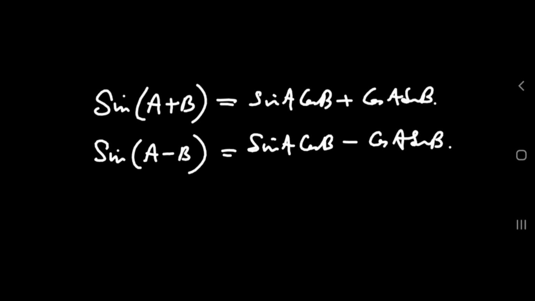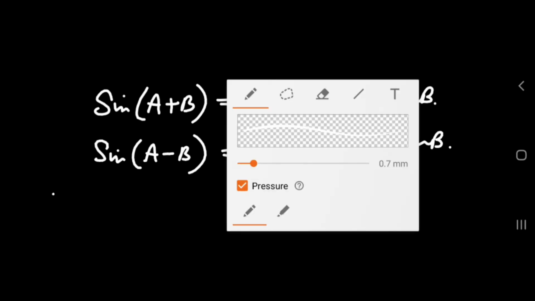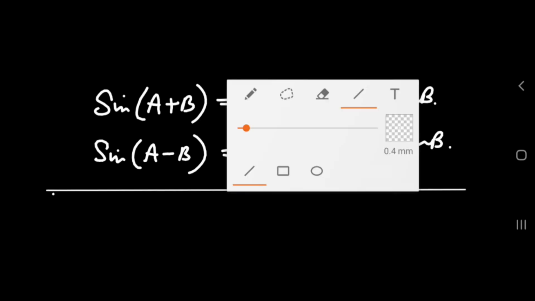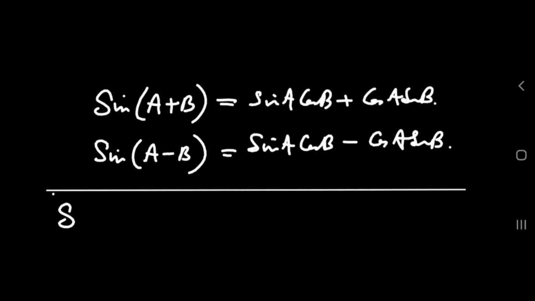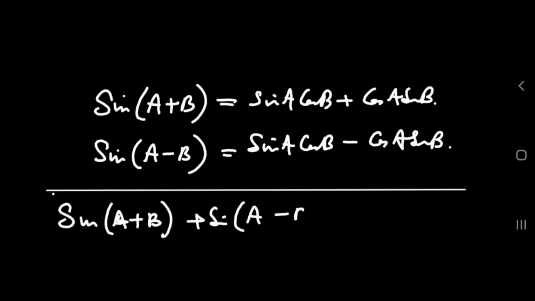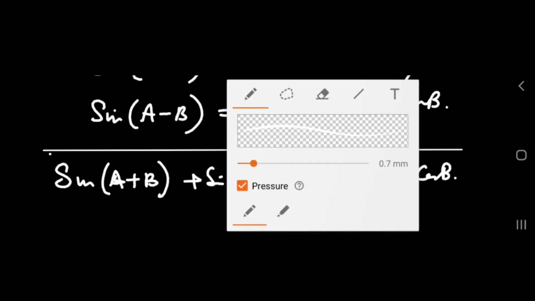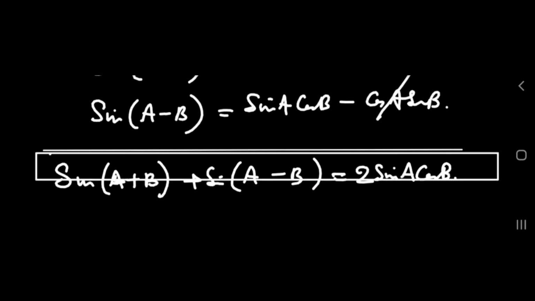So if I add these two, then what is it coming? By adding we are getting sin(A+B) + sin(A−B). So this gets cancelled and it is becoming 2 sin A cos B. So to find 2 sin A cos B, we can write sin(A+B) + sin(A−B). Okay, so this is a form we got just now.